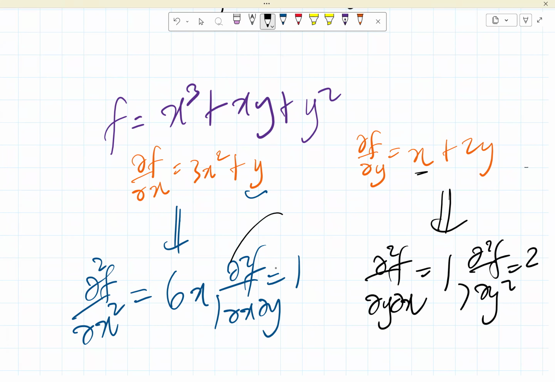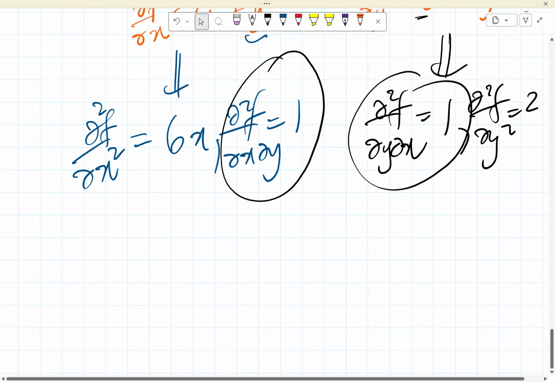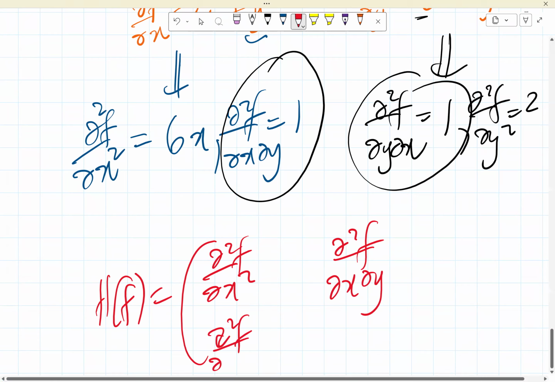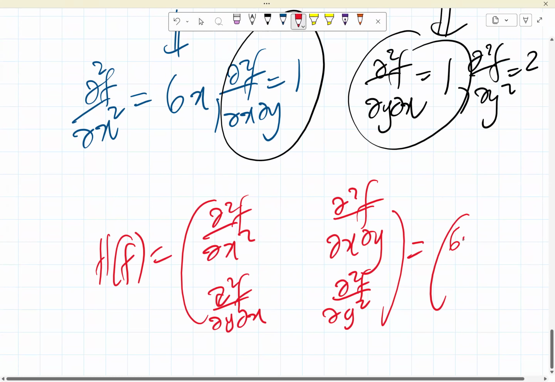So you can see partial squared f partial x partial y is the same thing as partial squared f partial y partial x. And just like we said the other time, the Hessian matrix with respect to f is simply partial squared f partial x squared, partial squared f partial x partial y, partial squared f partial y partial x, partial squared f partial y squared. So that's simply easy. Partial squared f partial x squared is 6x.